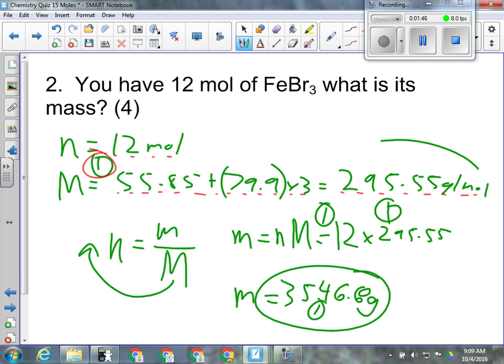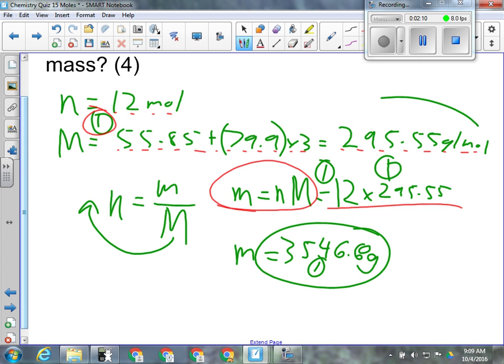Okay, in order to calculate little m, which is the thing we don't have, we do have to manipulate the mole equation. So give them a mark if they have this manipulation of the mole equation. That is little m equals n times big M. You can give them another mark for putting in the numbers correctly: 12 times 295.55, and that gives us a final answer of 3,546.60 grams.